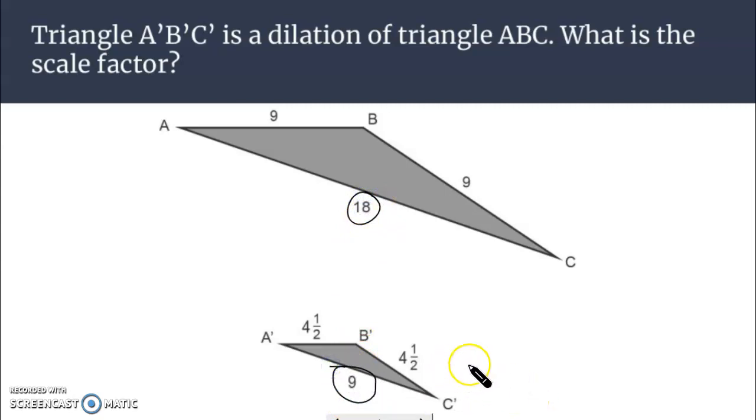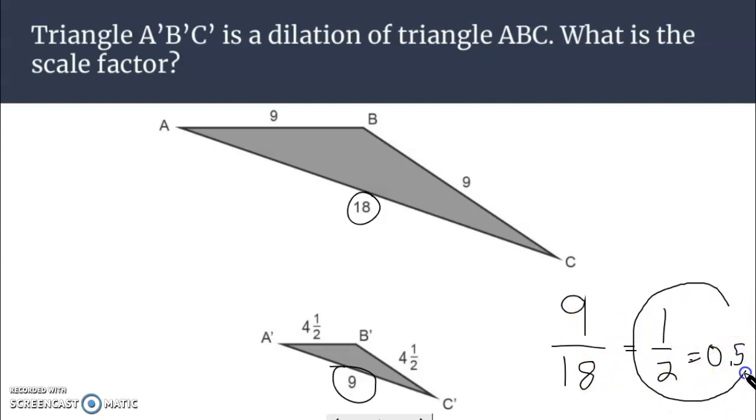To find the scale factor, take the second number, the number after the dilation, and divide it by the original value. Notice the 9 and 18 match up. So originally it was 18, then it went to 9. 9 divided by 18 reduces to 1/2. You could also say 0.5. Scale factor on this one is 1/2. The second image is 1/2 that of the first image.